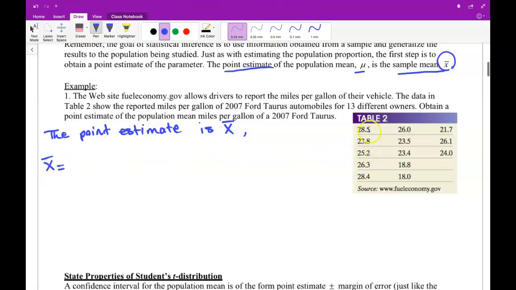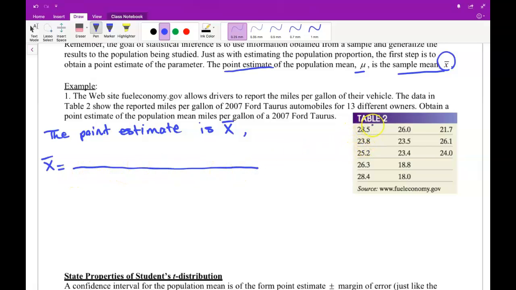Here on this table we have all this data. The website allows drivers to report the miles per gallon of their vehicle. The data in the table show the reported miles per gallon of 2007. Obtain a point estimate of the population mean. Here we have all this data and I want to find the point estimate for this example. What that means is, how can we find the mean?